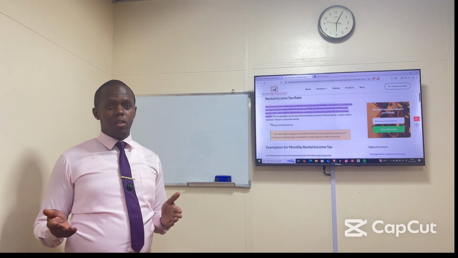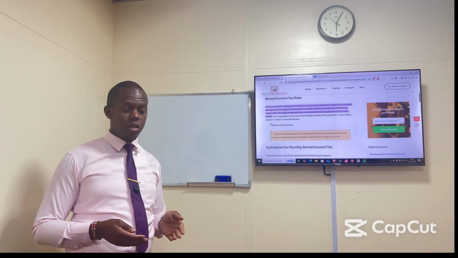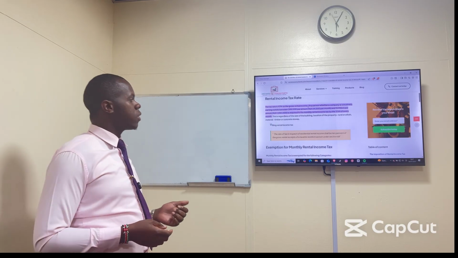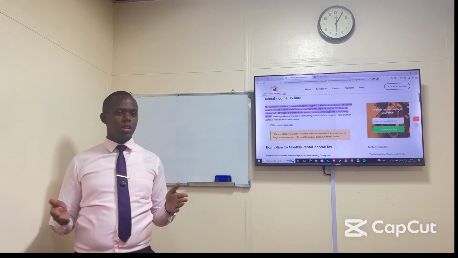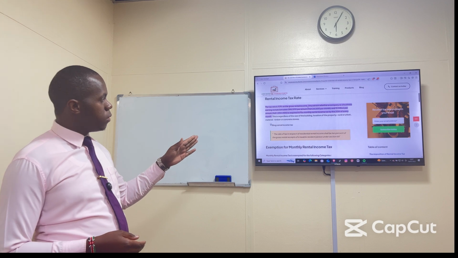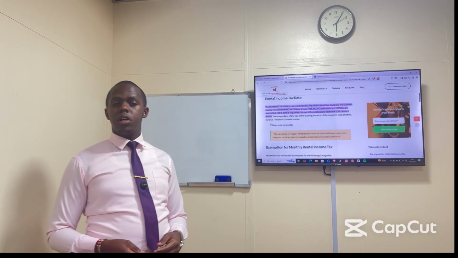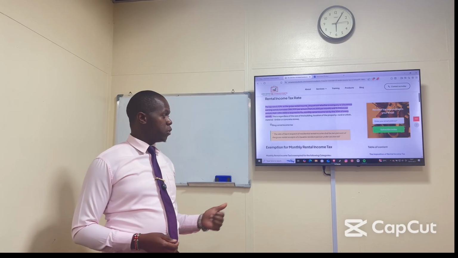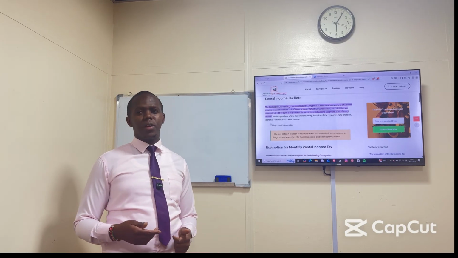So the range of income for you to be registered for this obligation is if you are earning annual rental income of 288,000 annually. So this is around 24,000 per month to 15 million in a year. So 15 million in a year, that is around 1.25 million on a monthly basis for residential property. You're supposed to register for this tax obligation and be remitting it on a monthly basis.